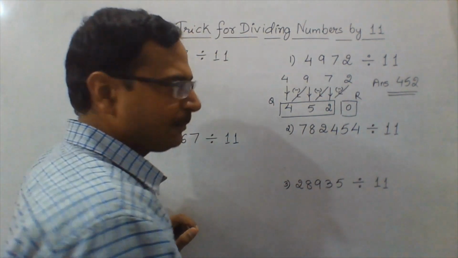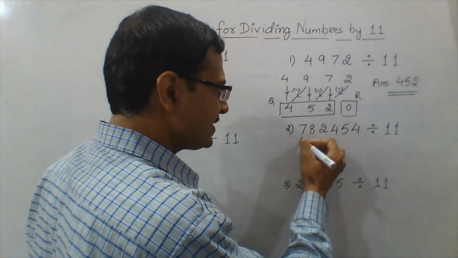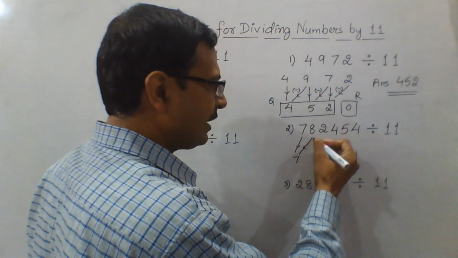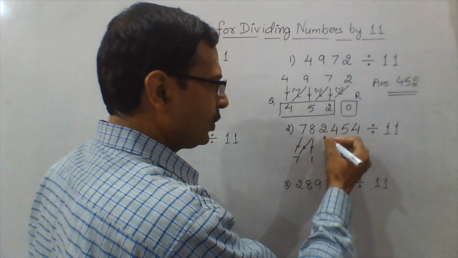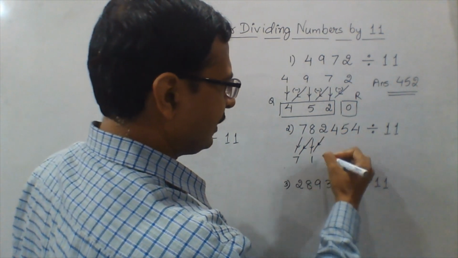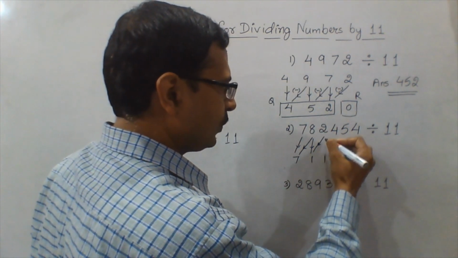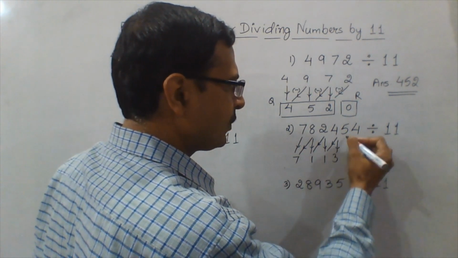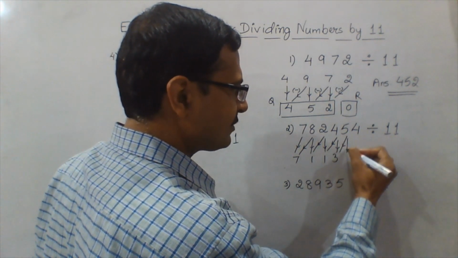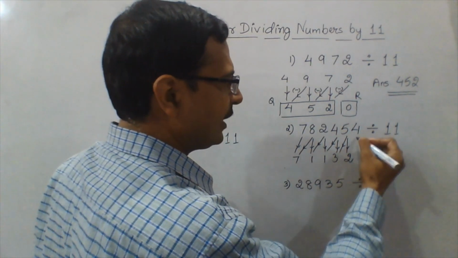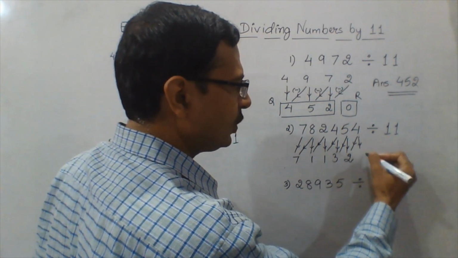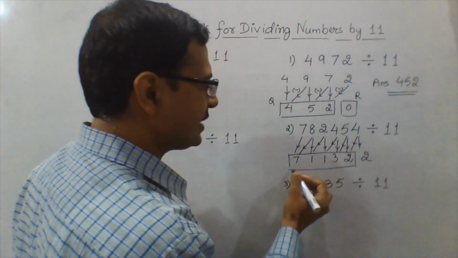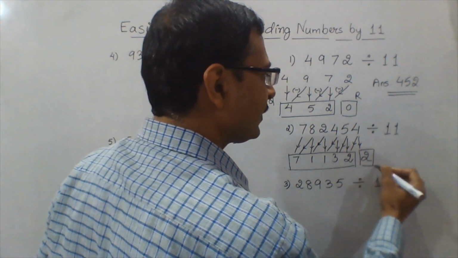782454 divided by 11. So follow the same procedure. 7 comes down as it is. Now 8 minus 7 will give me 1. 2 minus 1 will give me 1 again. 4 minus 1 gives me 3. 5 minus 3 gives me 2. And finally 4 minus 2 gives me 2. So what's the quotient? 71132 is the quotient and 2 is the remainder.